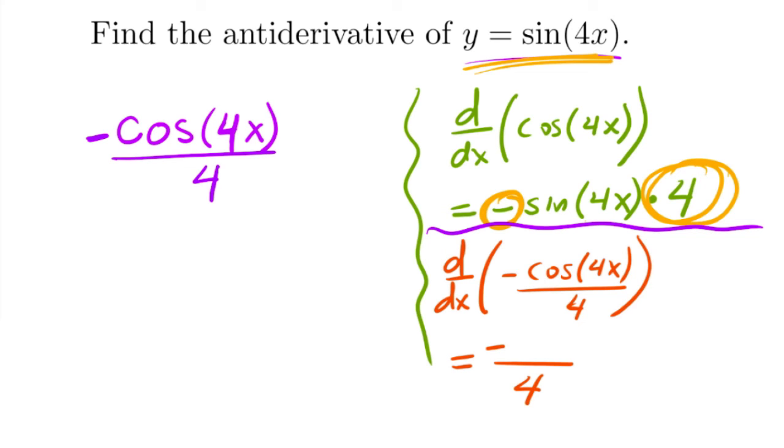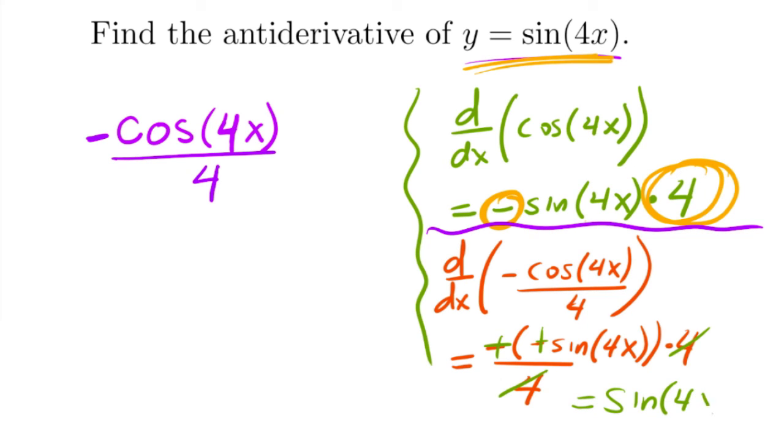The derivative of cosine is negative sine of 4x times 4. Okay, so these cancel. These two negatives turn into a positive, and so you're left with just sine of 4x. Check. Nice work there. So this is your antiderivative.